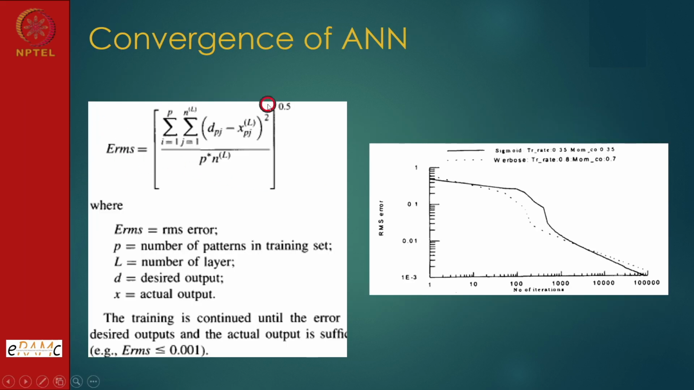This is the error model: at each output, the average RMS error was computed, along with the number of patterns in the input layer. All this information is there, and ERMS was 0.001, that is, we are talking about RMS error. And you see how convergence happened. RMS error is converging during the training, you can see here, and finally it has come to its goal of 1 into 10 to the minus 3. The function was sigmoid function, training rate was 0.35, and momentum rate was also 0.35.